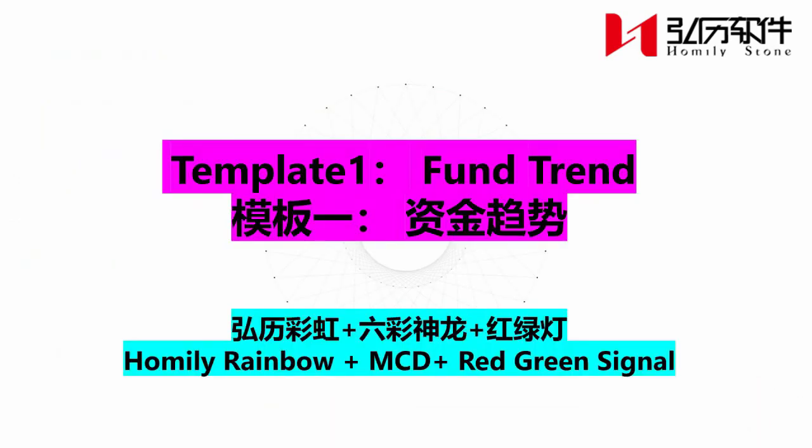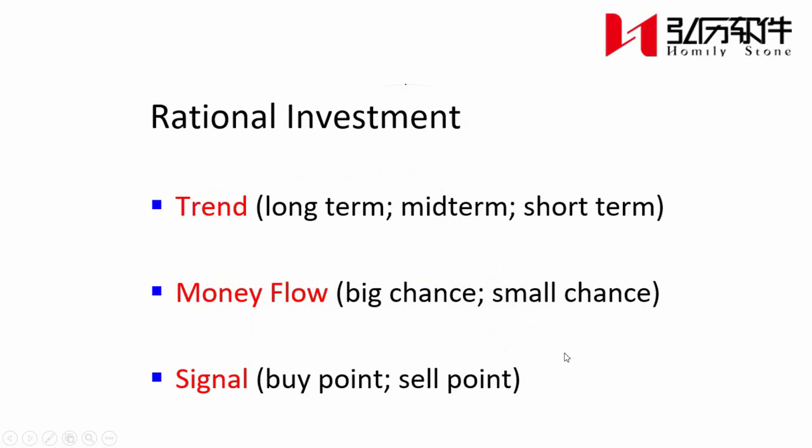And the next one, we learn the first template, the Fortran. In Fortran, we include 3 indicators. The first one is the homely rainbow. The second one is the multicolor dragon. The third one is the red-green signal.